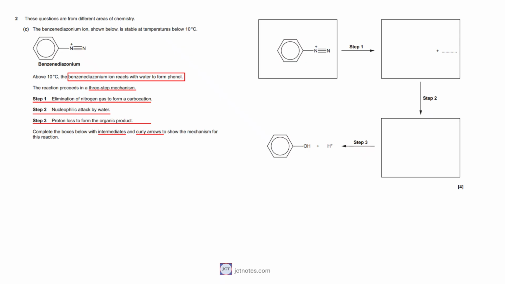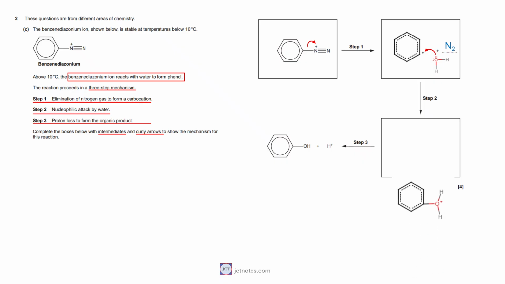In the first step, nitrogen is eliminated to form a carbocation. The pair of electrons in the bond between the nitrogen group and the carbon moves on to the nitrogen. Our first curly arrow goes from that bond to the nitrogen, producing a phenyl cation and a molecule of nitrogen gas. In the second step, one of the lone pairs on the oxygen atom of water attacks the phenyl cation.